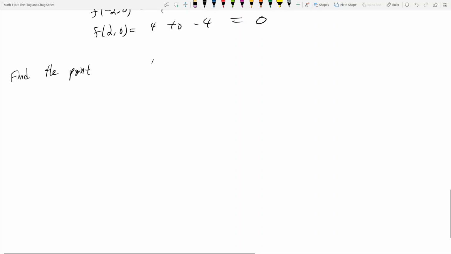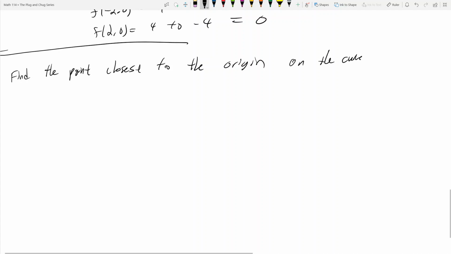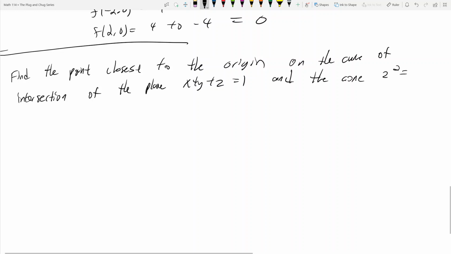Find the point closest to the origin on the curve of intersection of the plane x plus y plus z is equal to 1, and the cone z squared is equal to 2x squared plus 2y squared. Okay? And a lot of you guys are probably thinking right now, whoa, what is going on?